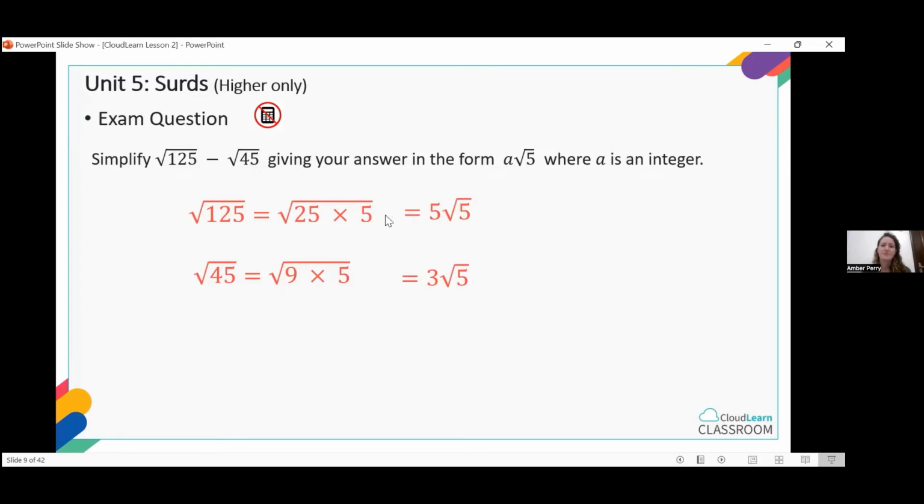So now that we've simplified both of them separately, we can put them back into the original question, which was root 125 minus root 45. That's now written as 5 root 5, take away 3 root 5, and that's going to be 2 root 5. Okay, so that's our answer. A is an integer, which just means it's a whole number, so that's the number 2. We were given that it was root 5, so we know that's probably correct. If you're in an exam, it's quite nice to know you're probably correct.